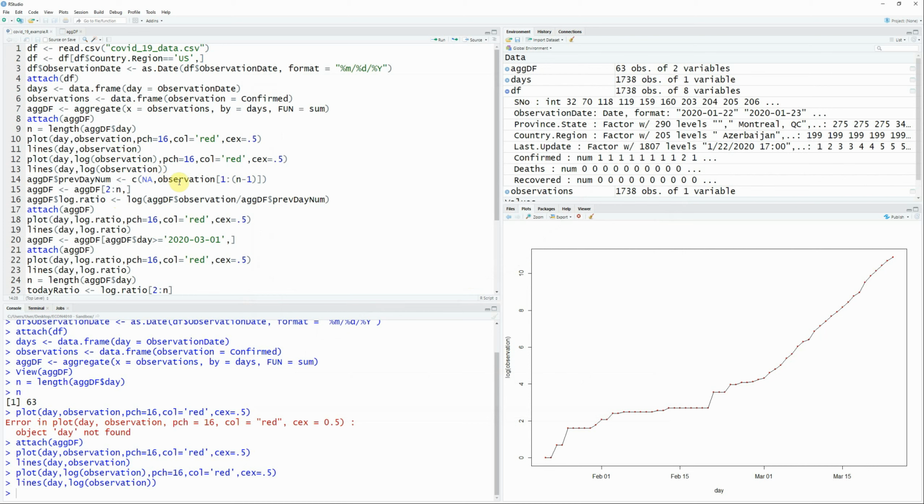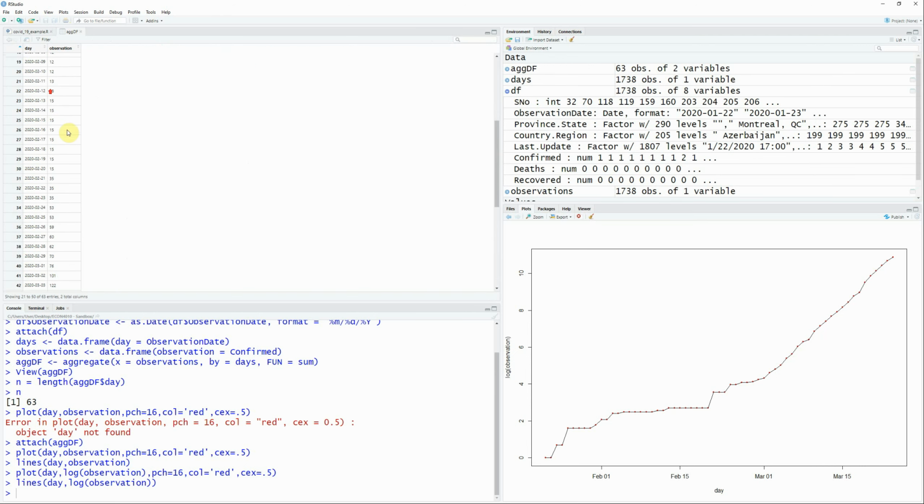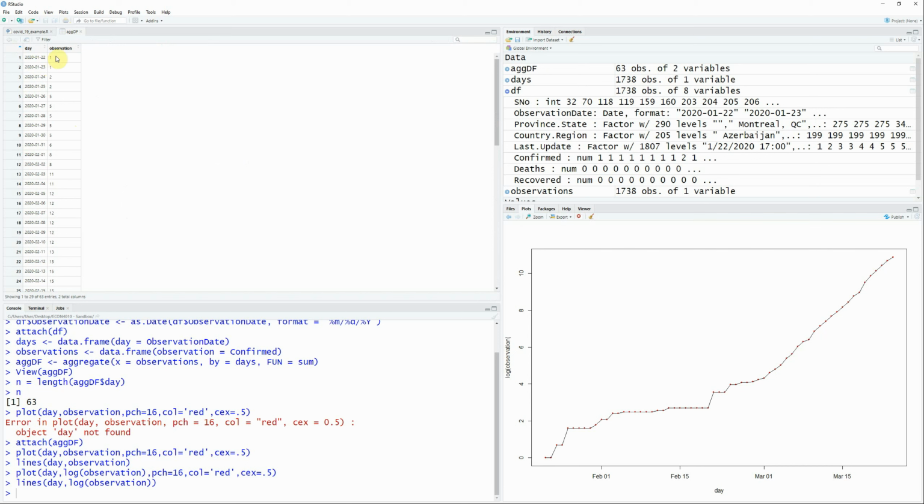Now I want to create a new variable, and call that the previous day number. That means that in the second day, the previous day number was 1. In the third day, the previous number was 1. In the fourth day, the previous number is 2. And I should just go forward like that.